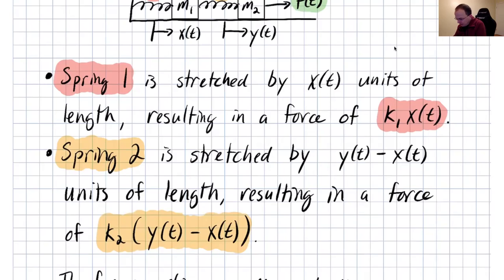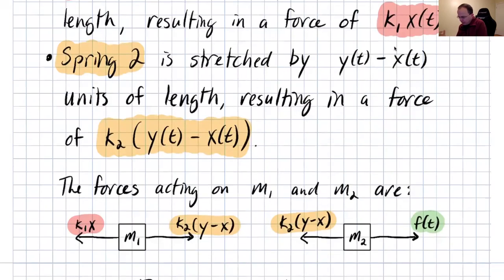Okay. So then how do we write down this system of differential equations? Well, it helps to look at the forces acting on each of the masses separately. So mass 1 has the spring 1 exerting a force of K1 times x to the left. And then M1 has a force of K2 times y minus x to the right.